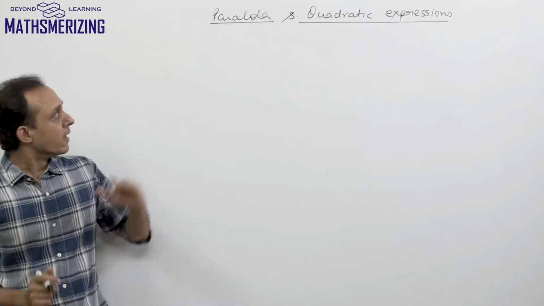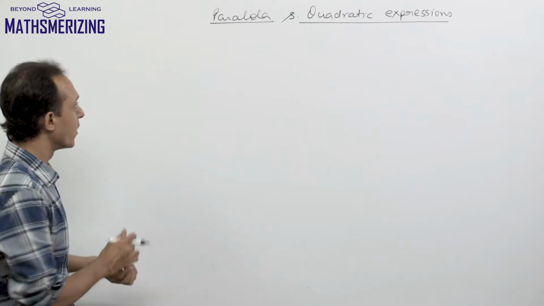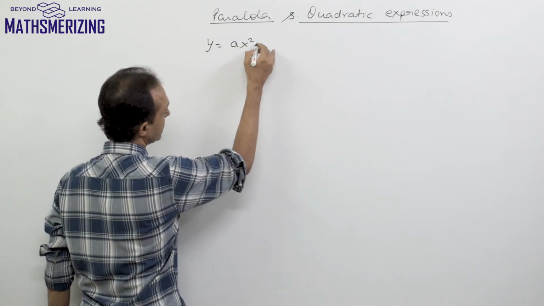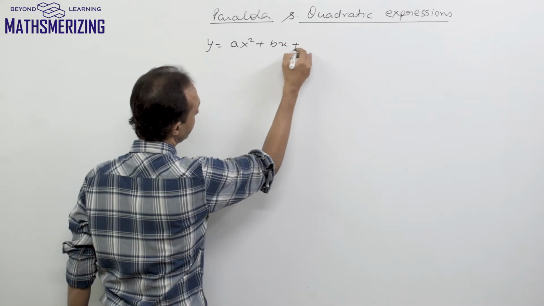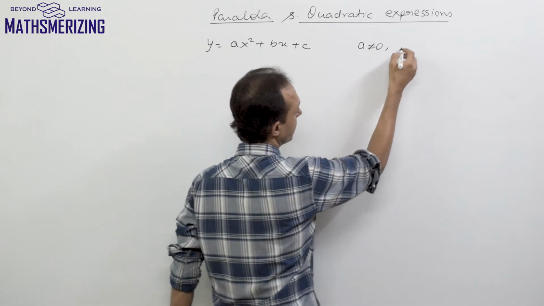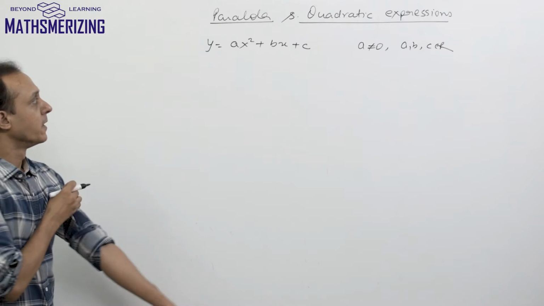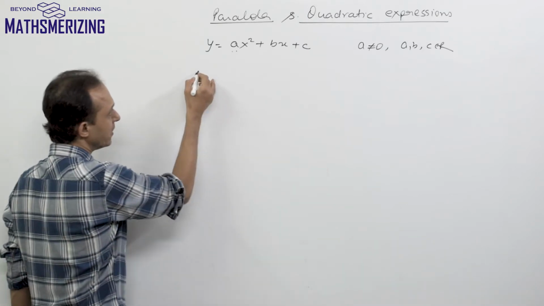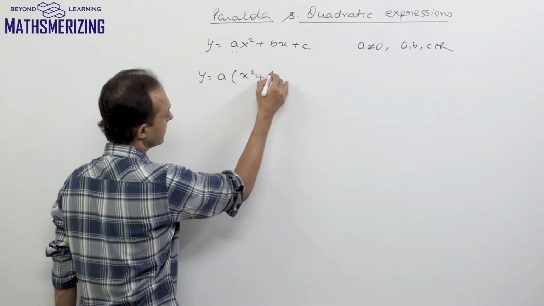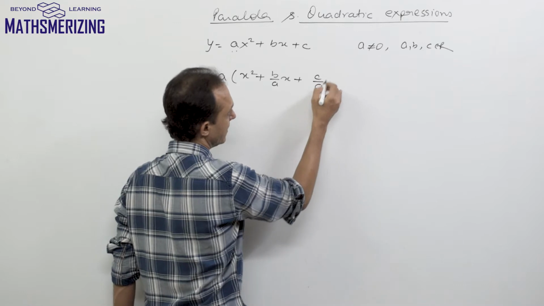Now we'll explore the relationship between parabola and quadratic expressions. So we know that any quadratic expression can be written as y equals ax square plus bx plus c, where a is unequal to 0 and a, b, c are real numbers. So what I'll do is I'll take this a common. So I'll write y equals a, x square plus b upon ax and plus c upon a.